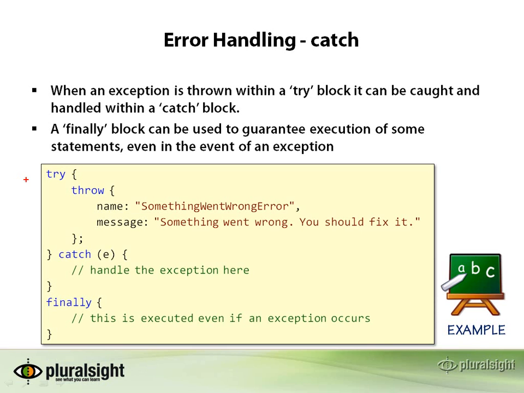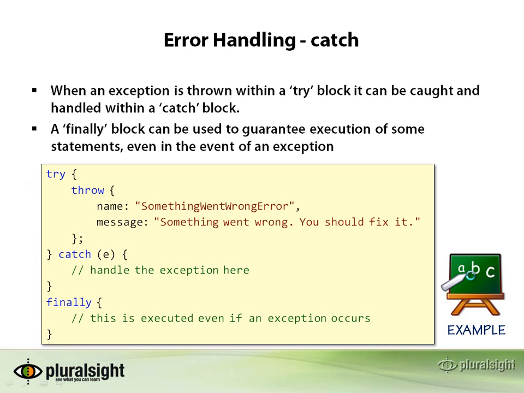This is the basic syntax for try catch finally. We can see that within the try block, an exception is being thrown with a name and message property. The catch block has an argument e, which then allows us to access the values of the exception object. And I've also provided a finally block, which will be executed regardless of whatever else happens.